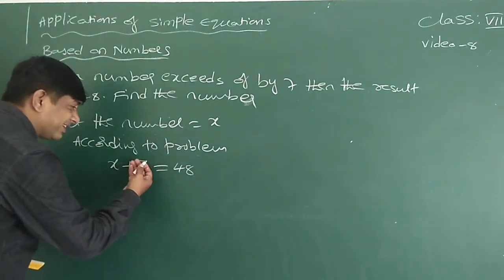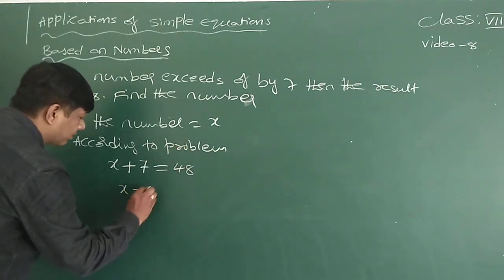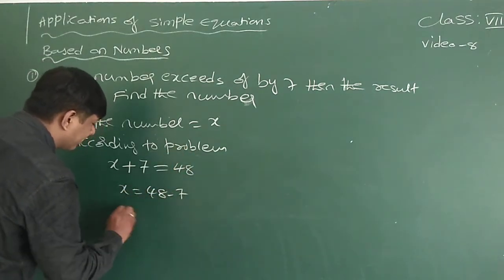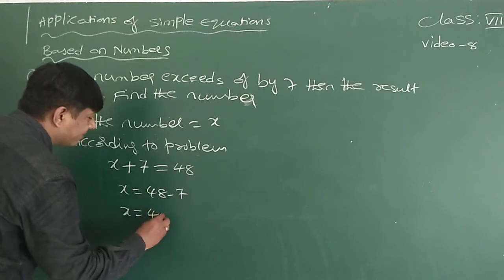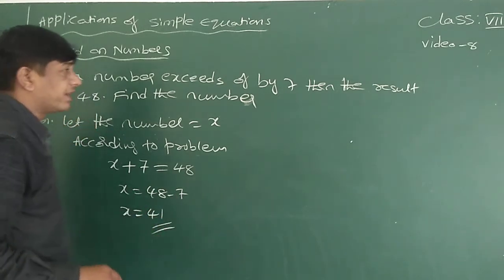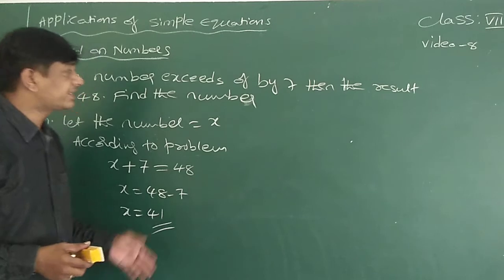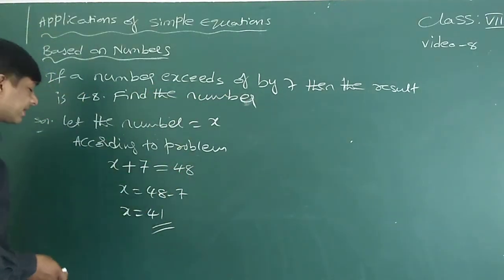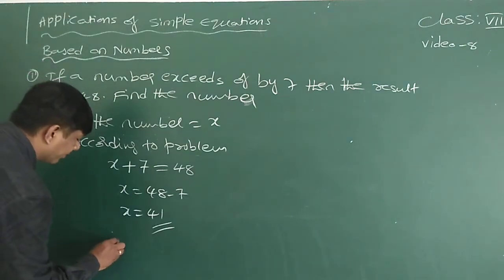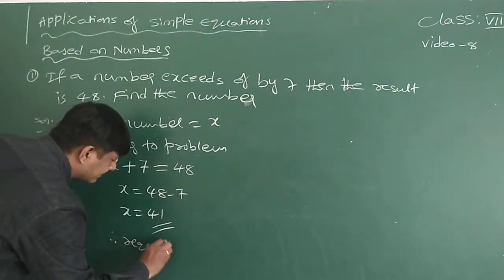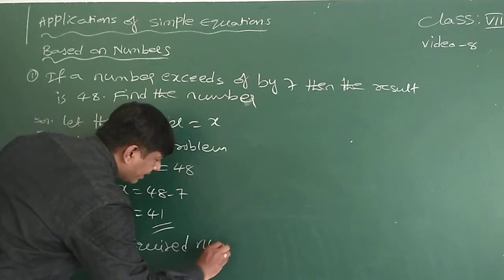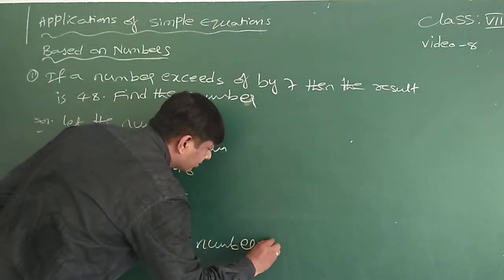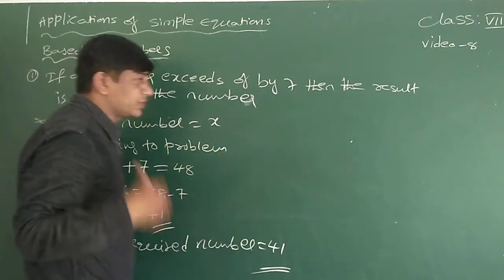Transpose the 7. x is equal to 48 minus 7. x is equal to 48 minus 7, which is 41. 41 is the number which is exceeded by 7, and the result becomes 48. Therefore, the required number is equal to 41. Please note down.